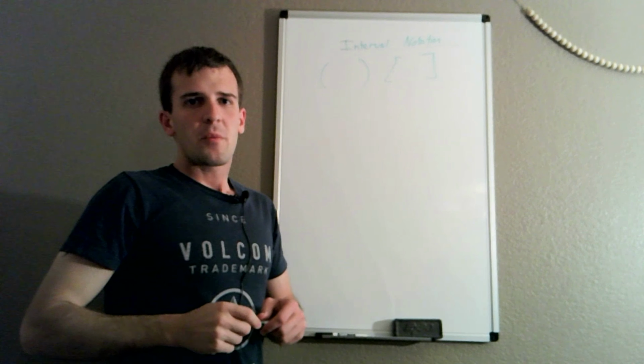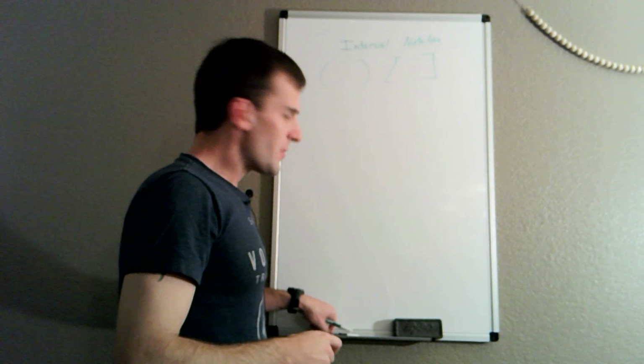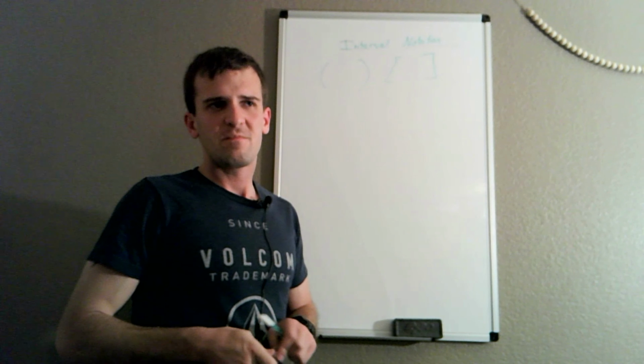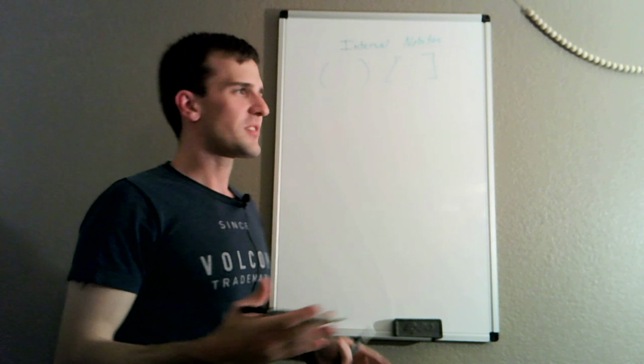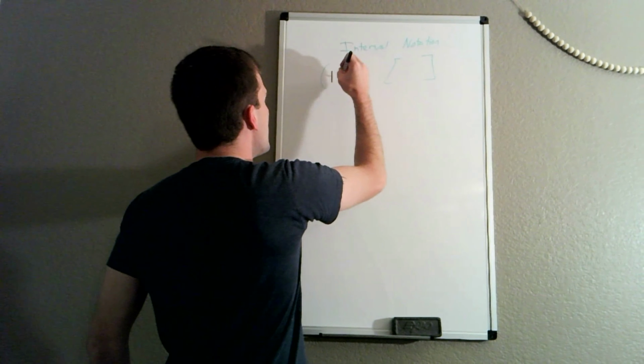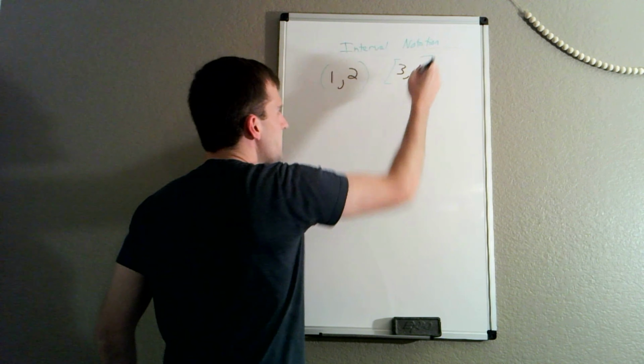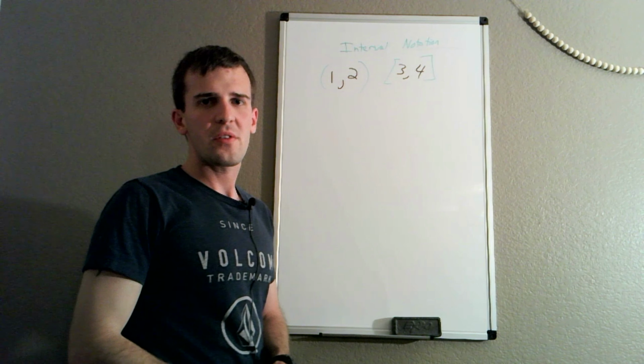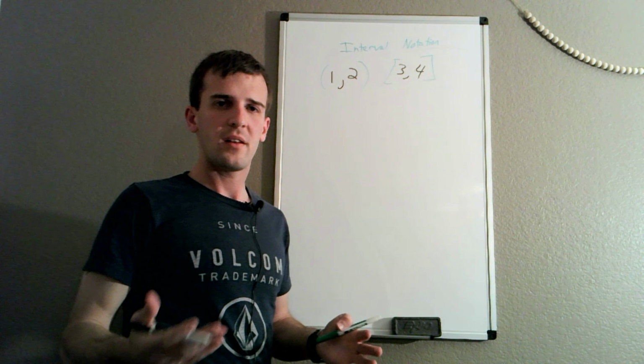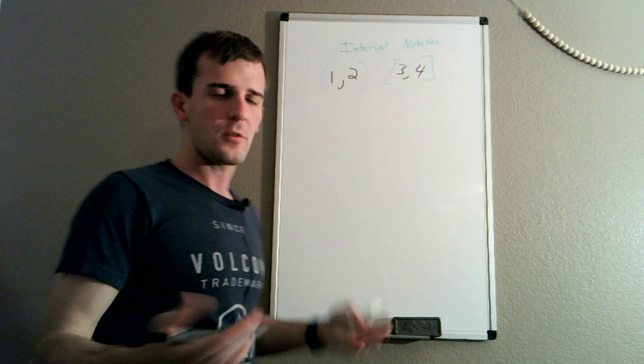And so I'm going to put some numbers in here and just briefly describe in a little bit more detail exactly what this means. So in here we're going to put 1 and 2, in here we're going to put 3 and 4. And I'm going to draw this visually on a number line just to convey the idea a little bit more clearly.